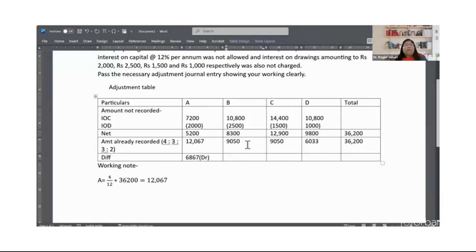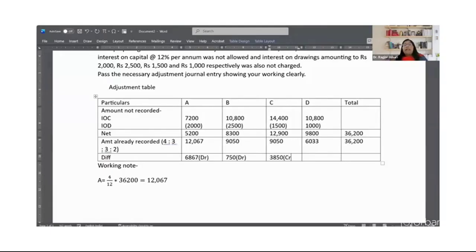Similarly, more is recorded in case of B and less was supposed to be recorded. So again we have an excess amount here, a surplus of 750, which will be debited. Then in case of C, more was supposed to be recorded, less is recorded. That means there is a deficiency of 3,850, and this is going to be credited.